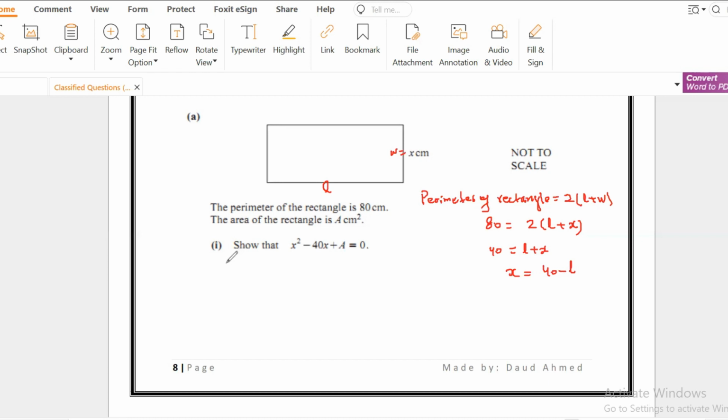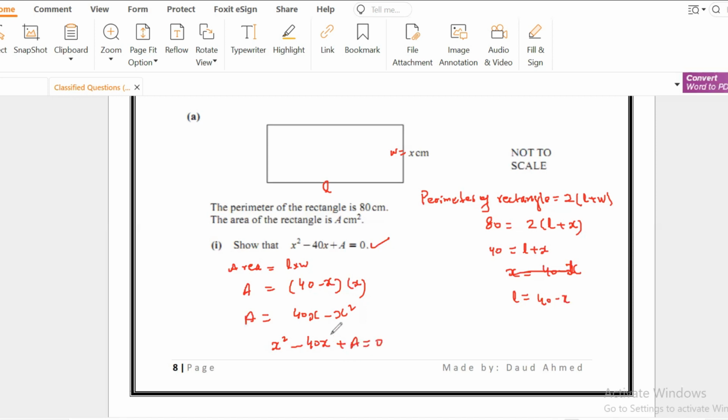So as they said, they want area, so we know area of rectangle equals length multiply width. So area A equals length, we consider as 40 minus x, multiply width, which is x. So we can say that L is 40 minus x because we are looking for L. So A equals 40x minus x squared. We have to rearrange so that we can show exactly the same quadratic form. So bring 40x minus x squared from right to left. It would be x squared minus 40x plus A equals 0. So this is the answer of the first part.